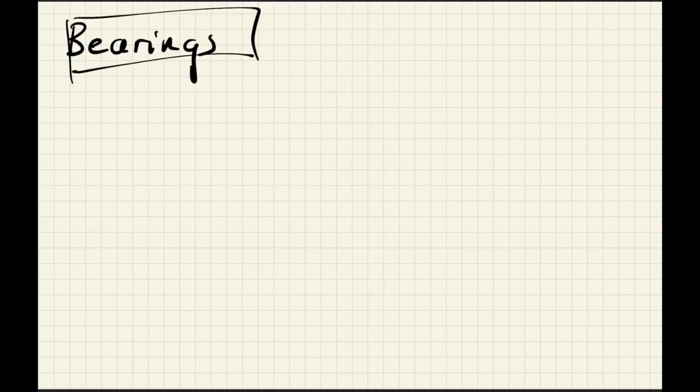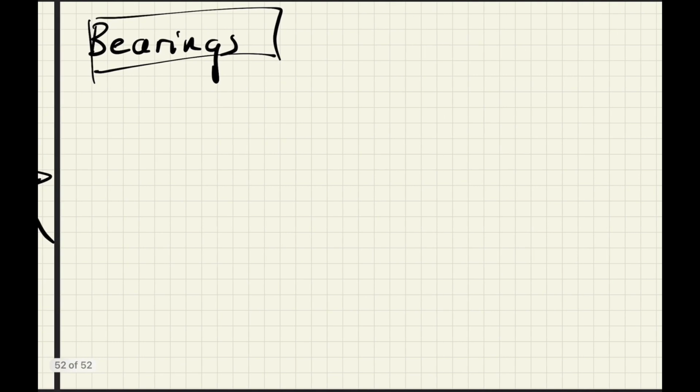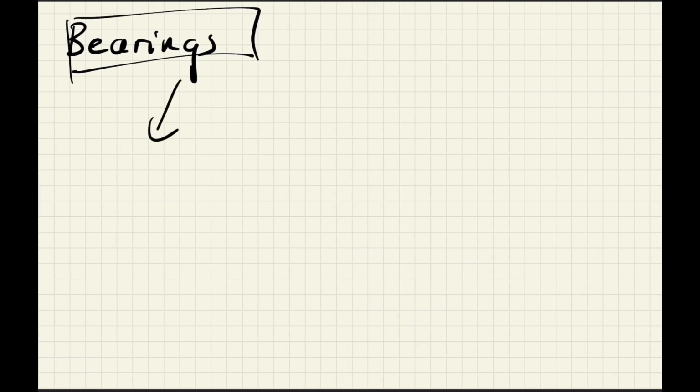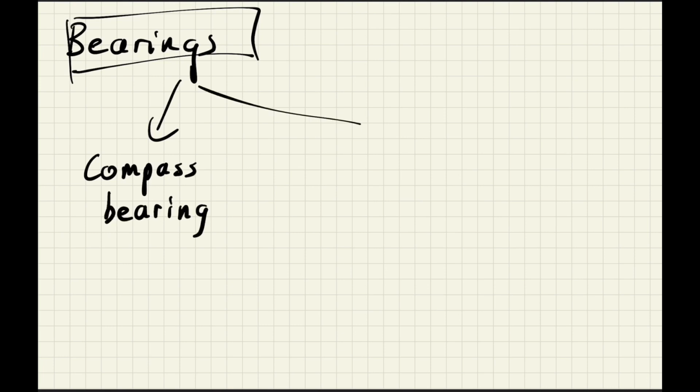In this video, we are going to look at the two types of bearings when it comes to trigonometry. So, first of all, let's quickly differentiate between both types. There's two types of bearings. We have what we call a compass bearing, and we also have what we call a true bearing. What's the difference?